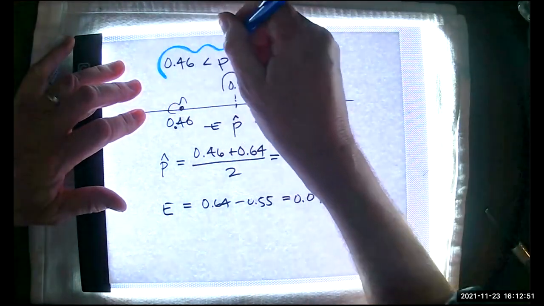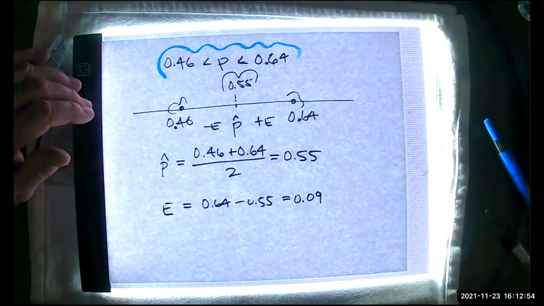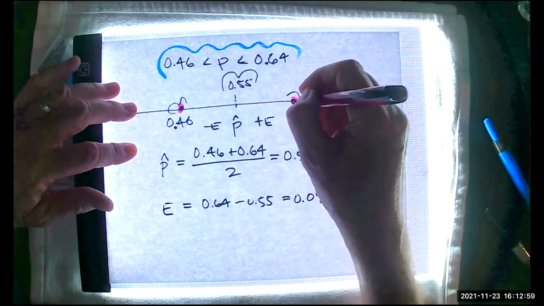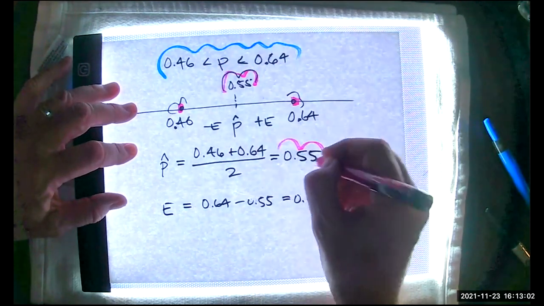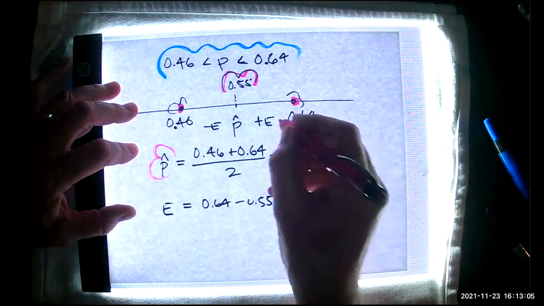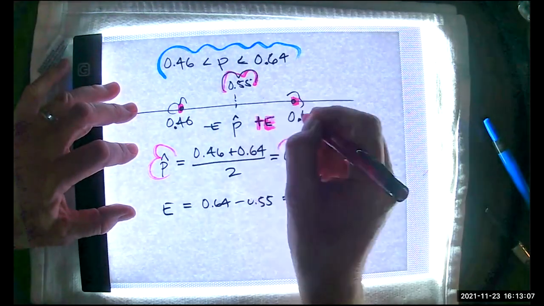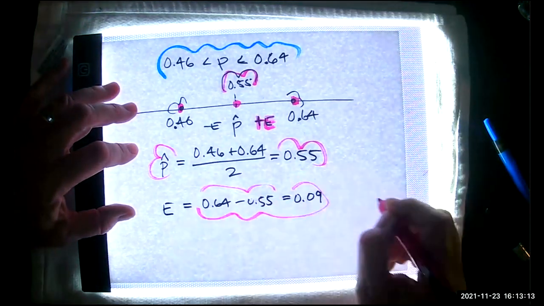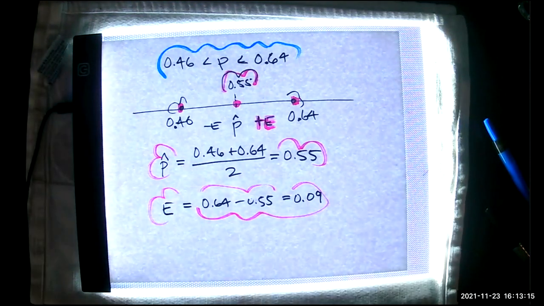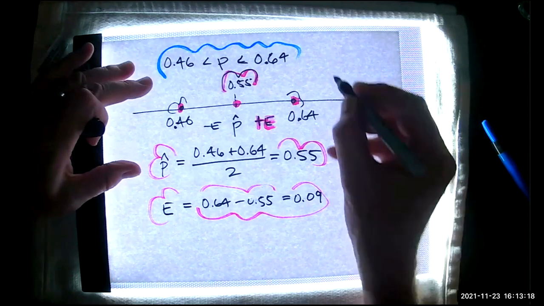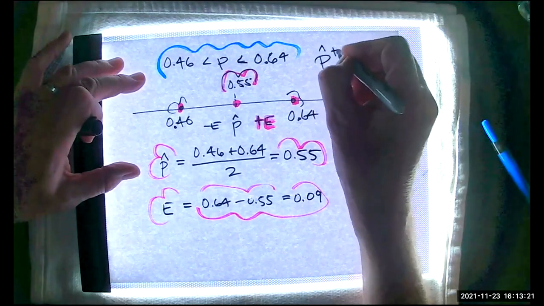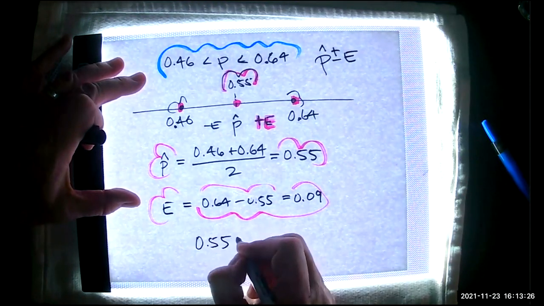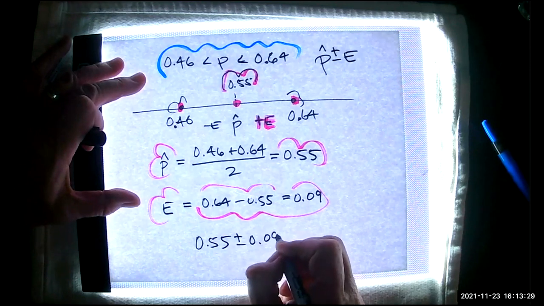So given the two endpoints, I can find my point estimate, p hat, and then I can use that endpoint there. And now I've got 2 points to work with, and I can find my margin of error, E. At the end of the day, I can choose perhaps to rewrite my confidence interval as p hat plus or minus my margin of error. So we would have 0.55 plus or minus 0.09.